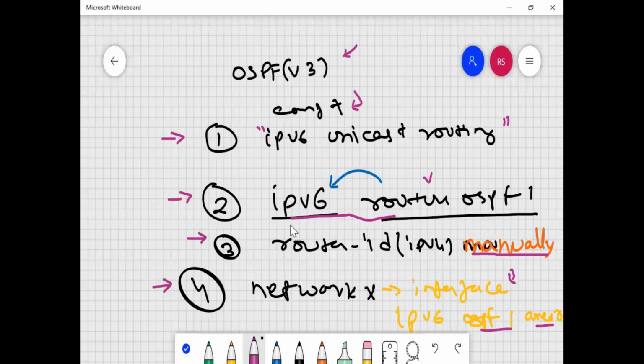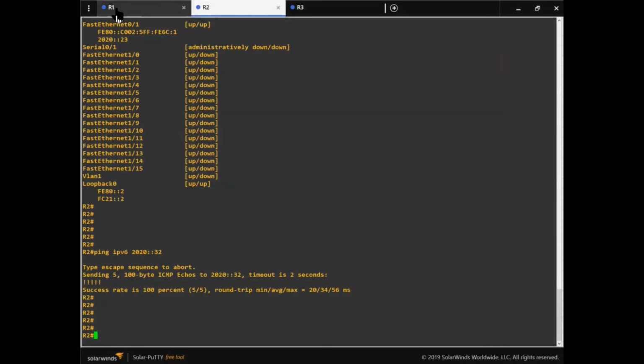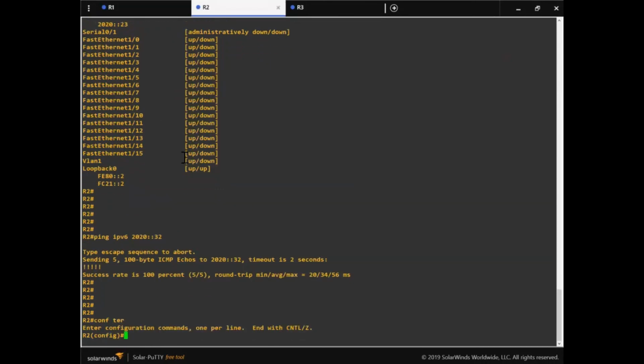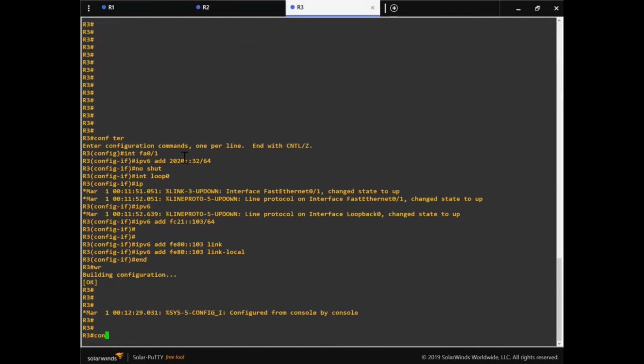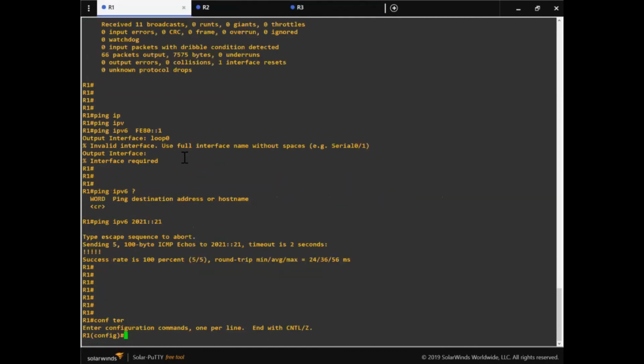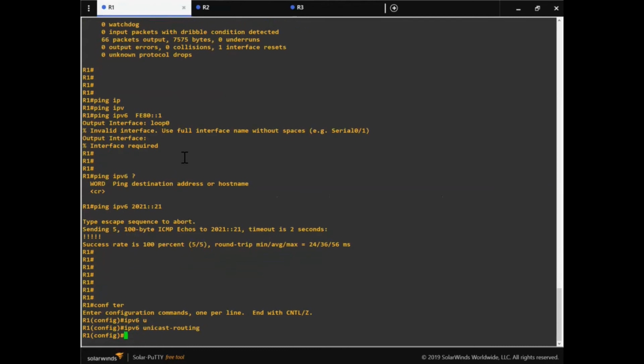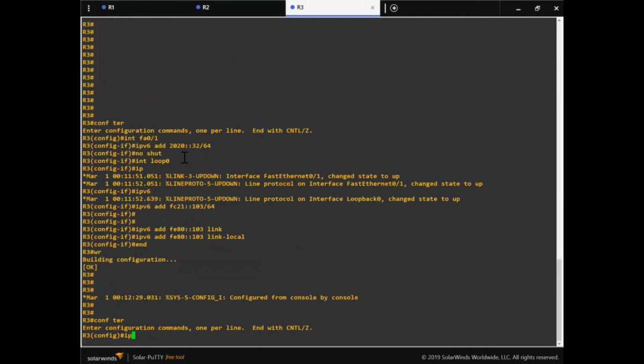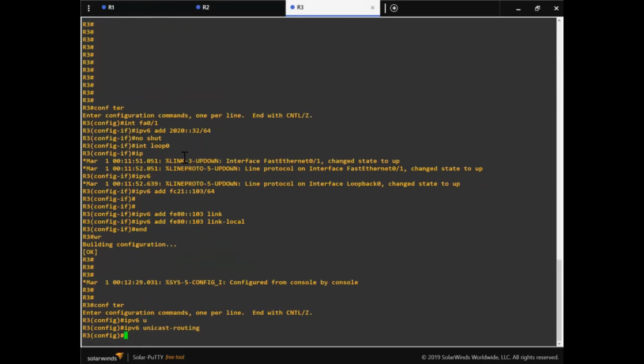Now I need to configure OSPF version 3. For the OSPFv3 configuration, as I told you, you need to enable IPv6 unicast routing. So first thing first, go to each and every router, conf terminal, and R3 also conf terminal. I'm going with R1, IPv6 unicast routing enabling it, IPv6 unicast routing enabling it, IPv6 unicast routing enabling it. This is my first point.